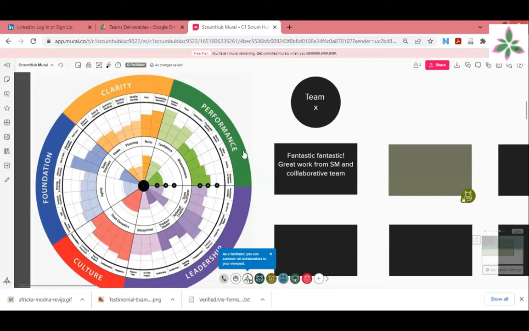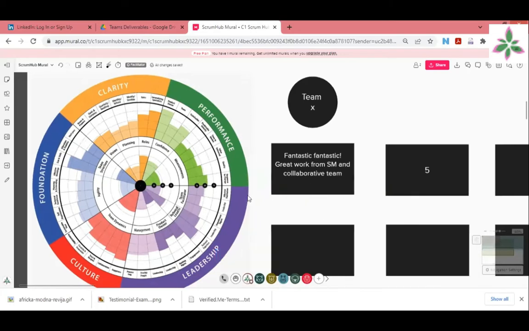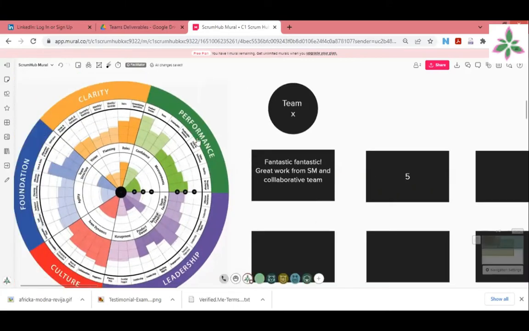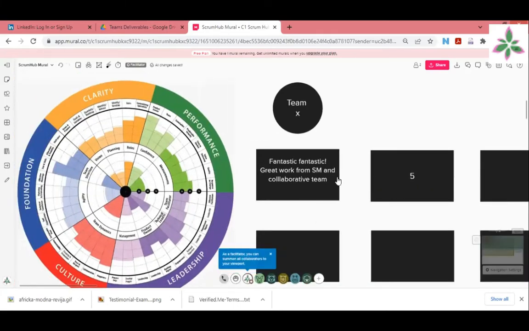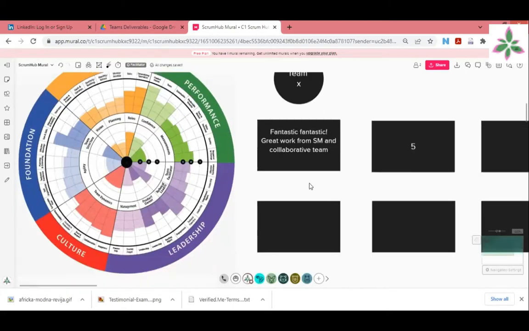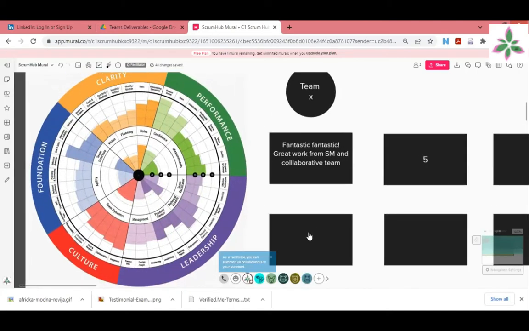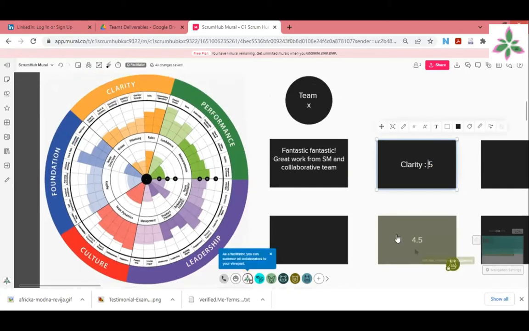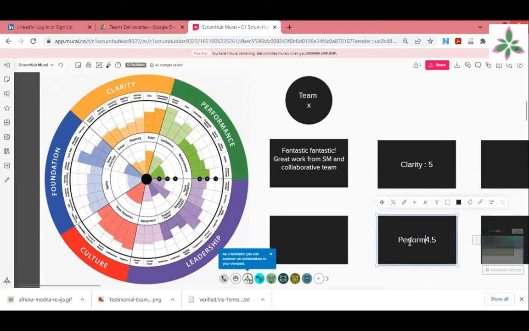Yeah, I can see some people typing in some numbers for clarity. Okay, I can see 5 there. So they've given you guys 5/5. Okay, so for performance, what would you say is the score for performance for Team X? You can use this box. Okay, someone rated you guys 4.5. They feel like there's some room for improvement. Okay, that would be for performance. You guys are doing amazing, guys.